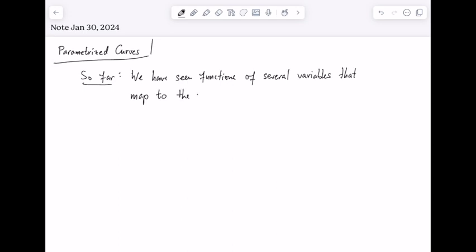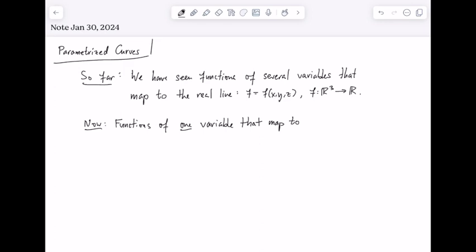In today's video, we'll take a look at parametrized curves. So far, in this class, we've taken a look at functions of 2, 3, or maybe even more variables, and they take those in and they spit out a number in R. So these are functions from many variables into a single variable. Today, we're going to take a look at functions that go the other way. They take in one variable and they map out into 2 or 3 variables.